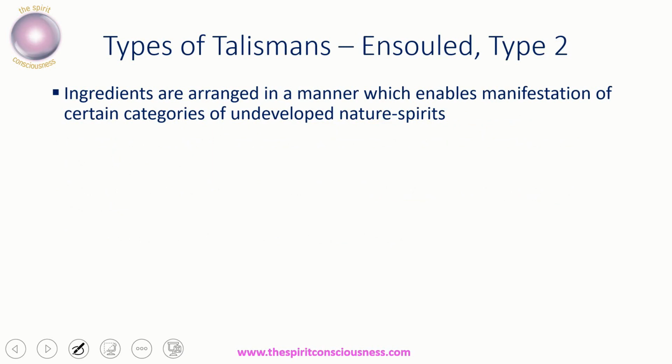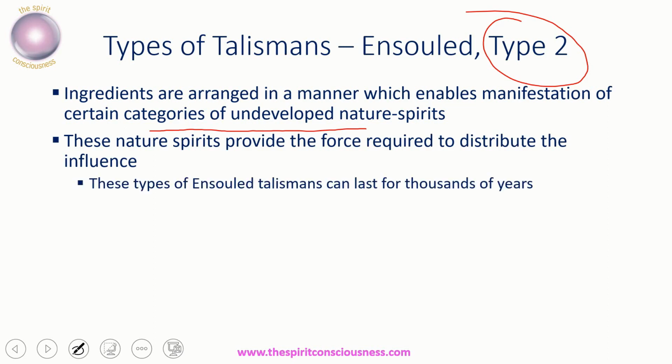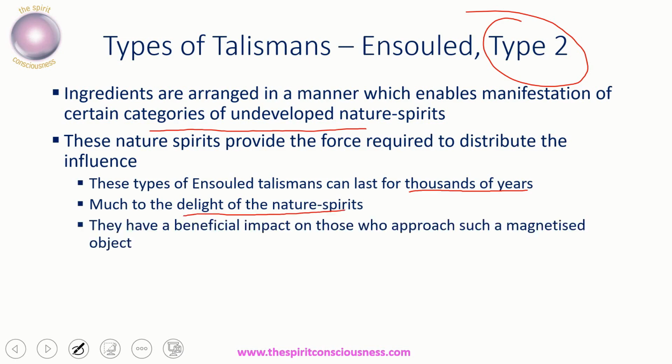In the second type, ingredients are arranged in a manner which enables the manifestation of certain categories of undeveloped nature spirits. So this we are discussing, the type 2 of the ensouled talisman. These nature spirits provide the force required to distribute the influence. This type of ensouled talisman can last for thousands of years, which is much to the delight of the nature spirits. They have a beneficial impact on those who approach such a magnetized object.